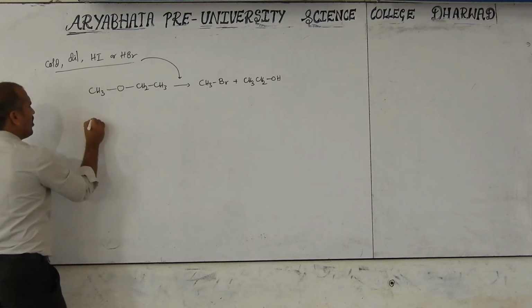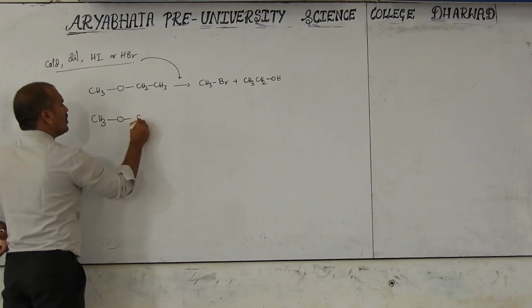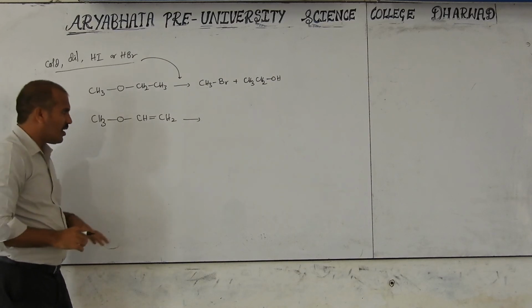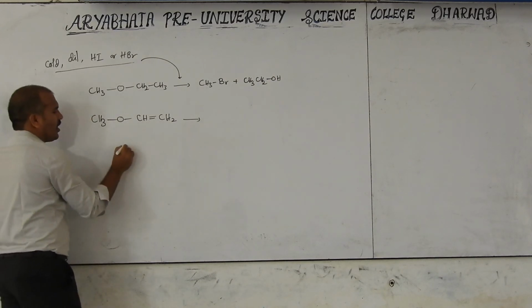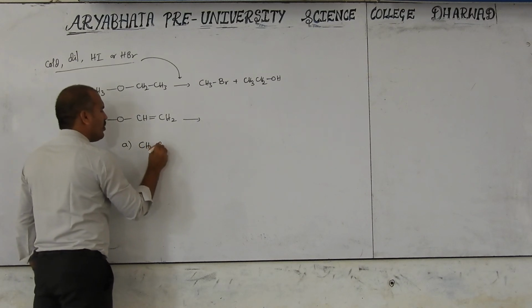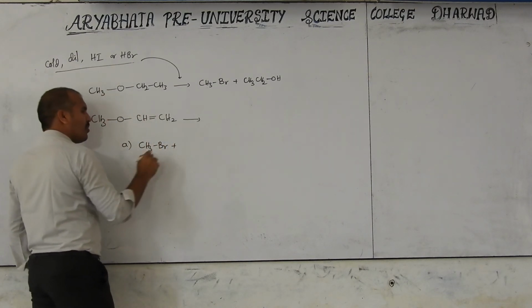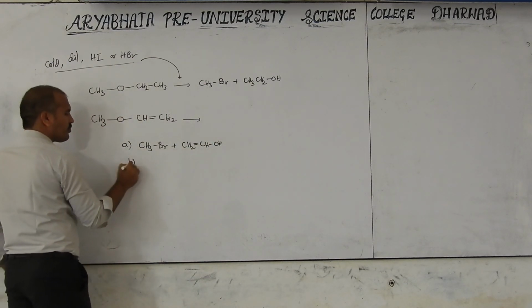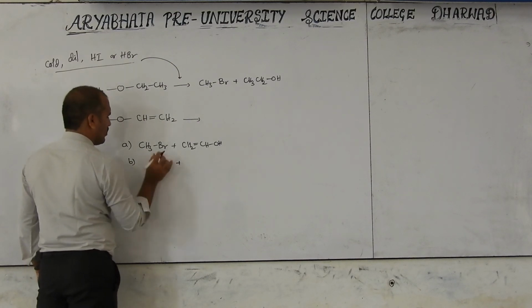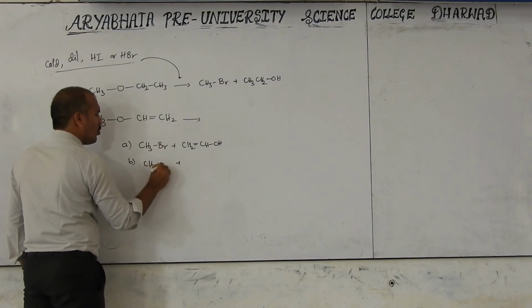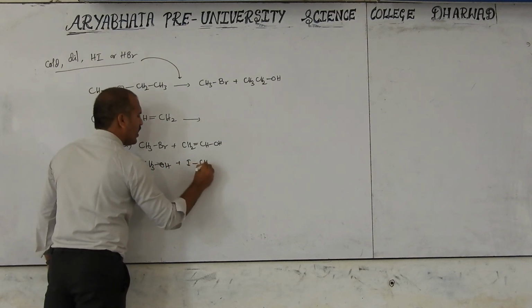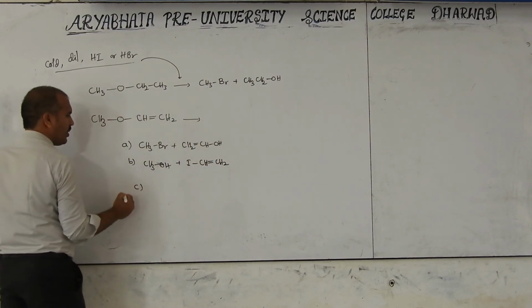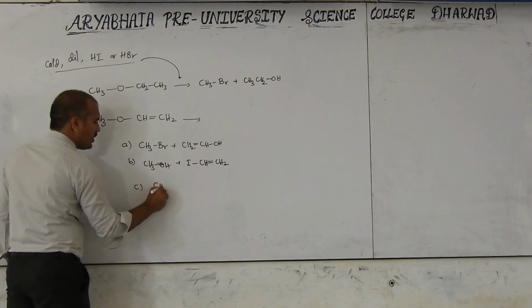Like this. Now one more example: CH3–O–CH=CH2. Now I will give the product answer: CH3Br plus CH2=CHOH. Second one, sorry, this side is CH3OH, and here I, CH=CH2, and CH3Br.